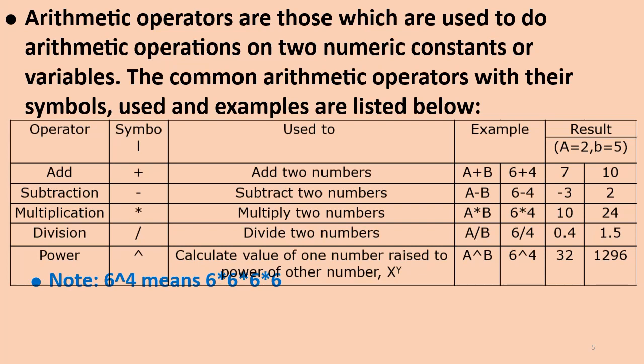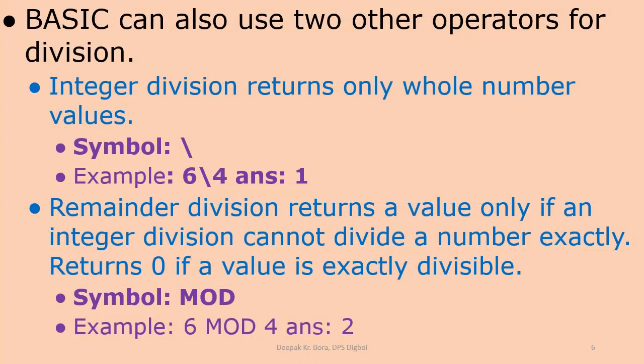Similarly, 6 to the power 4 means 6 into 6 into 6 into 6. That is, we are multiplying 6 four times. The answer is 1296. QBasic can also use two other operators for division.